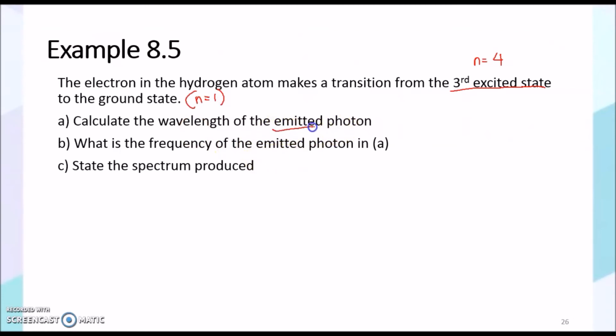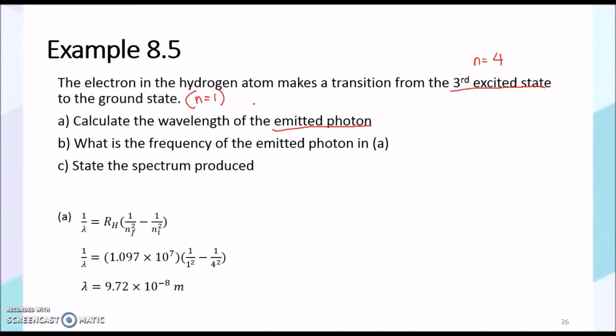Okay, kalau dia kata emitted photon bermaksud energy is released or photon is released. So we can use this equation, substitute the Rydberg constant and also the energy level. Then you will get the wavelength is equal to 9.72 times 10 to the power of negative 8 meter.